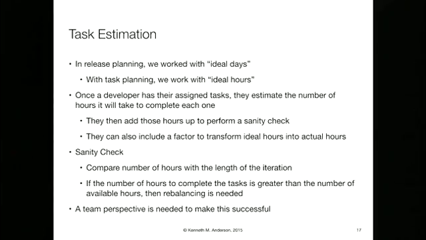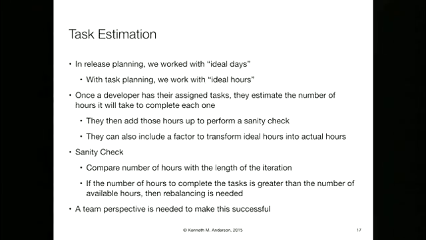Once a developer has their assigned tasks, they estimate the number of hours it'll take to complete each one. They then add those hours up to perform a sanity check. Okay, so in an ideal iteration, I've got 10 days, that's 80 hours, and I have 120 points of task points. So this isn't going to work, guys. If everything goes right and I can work 8 hours a day, then I can do 80 hours' worth of work, and I got 120 hours' worth of work. Who's going to take what?